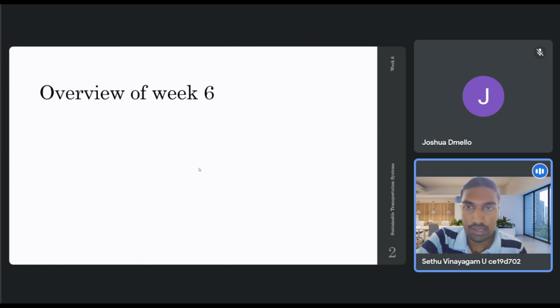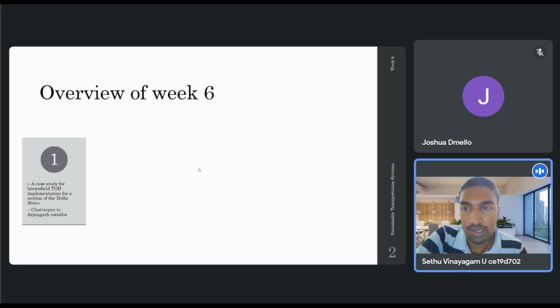Okay, so we'll get started with an overview of the contents that were there for week 6. In this week, we were finishing up on the transit-oriented development concept. A few case studies on this transit-oriented development were covered in the first few lectures of this week, and towards the end, we looked at the planning for transportation systems, how it is done, and what approaches are available.